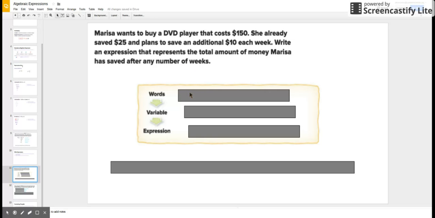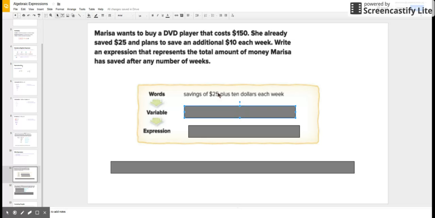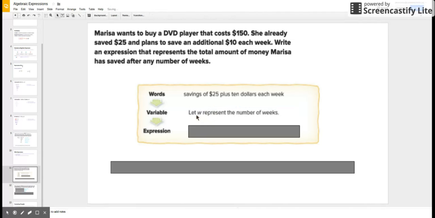So in words, this is basically saying: savings of $25 plus $10 each week. So your variable in this case would be W, the number of weeks. So here it says let W represent the number of weeks. I would probably just write W equals number of weeks. You can define your variable as you wish. And then your expression would be 25 plus 10 times W.